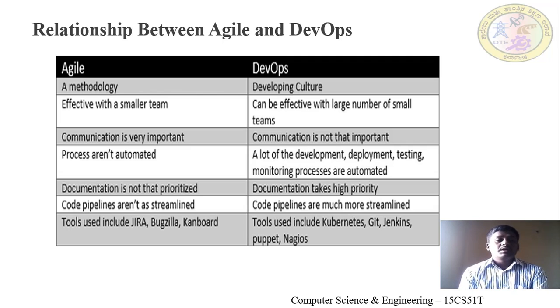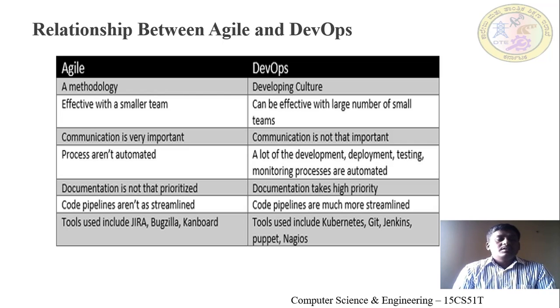In agile, communication is very important, because each and every time the users want to change the requirements. Communication is not that important in DevOps. In agile, processes are not automated. In DevOps, processes are automated. A lot of development, deployment, testing, and monitoring processes are automated.